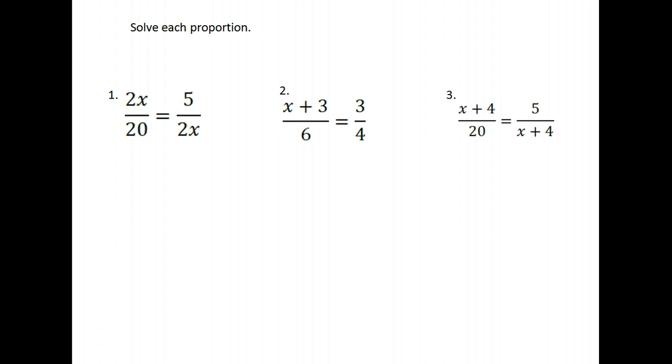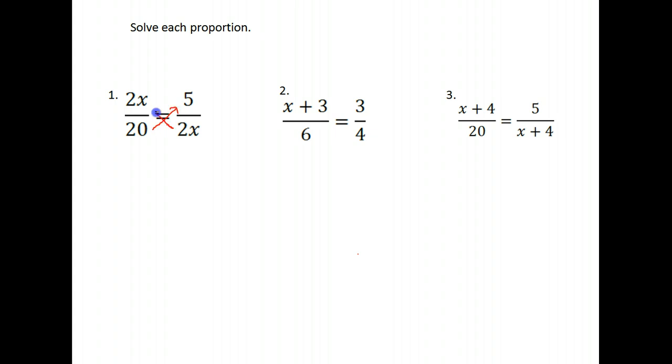Alright, so here we have some more examples of proportions. These are a little more complicated. We have addition, we have multiplication with this. Okay, so let's go through these examples. They look a little more complicated, but you start them exactly the same way. We have a fraction equal to a fraction, which is a proportion.